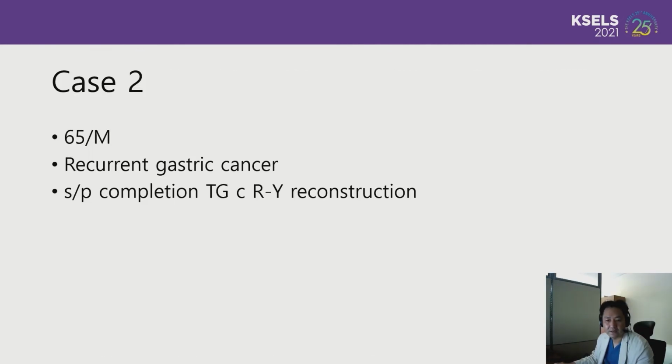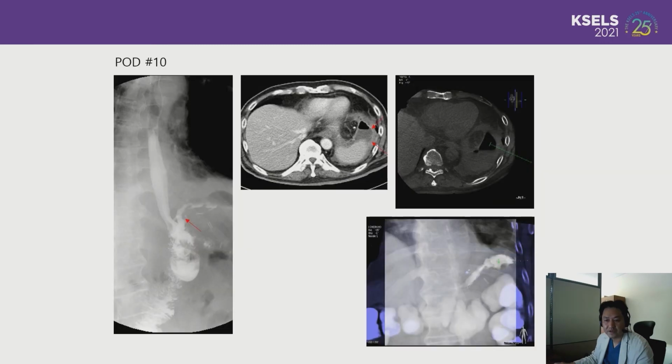Second case, a 65-year-old male, underwent completion total gastrectomy and Roux-en-Y reconstruction due to recurrent gastric cancer. Fluoroscopic examination showed contrast leakage at the esophagojejunostomy site. We can see the fluid collection around the spleen in the axial CT scan. This case is also hard to approach because of overlying pleura, underlying parenchyma, and diaphragm. Thus, a cone-beam CT guided approach was done.